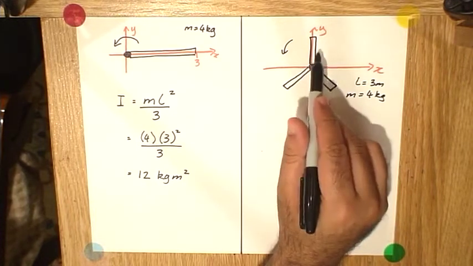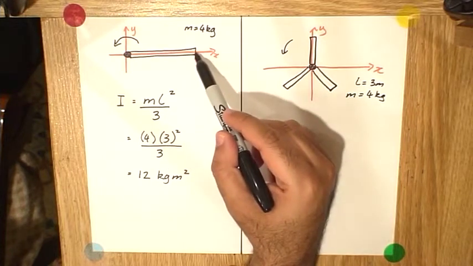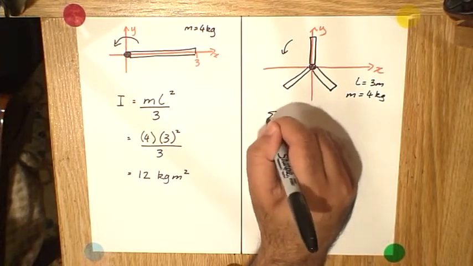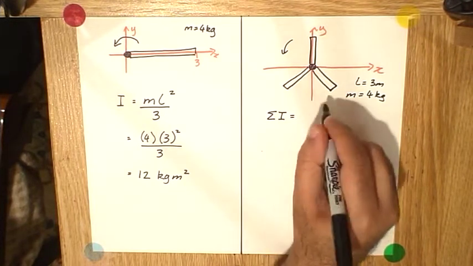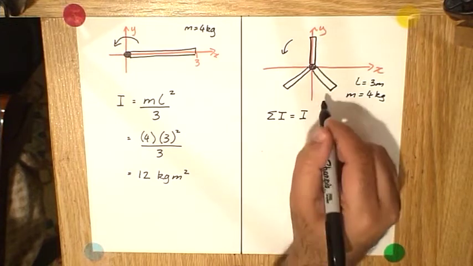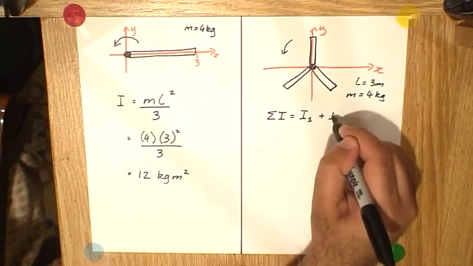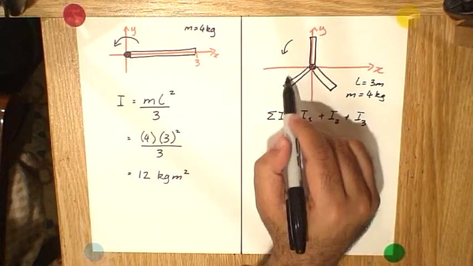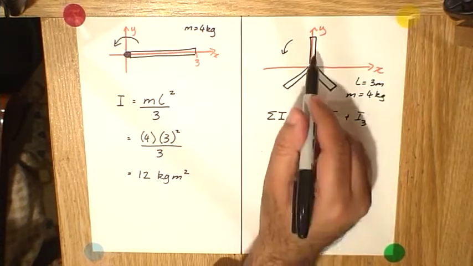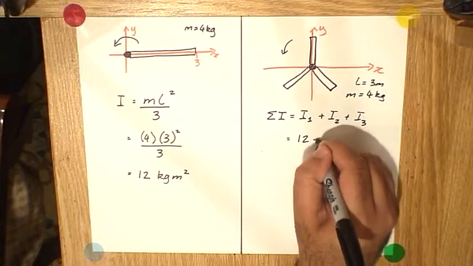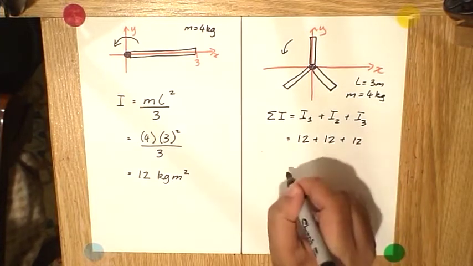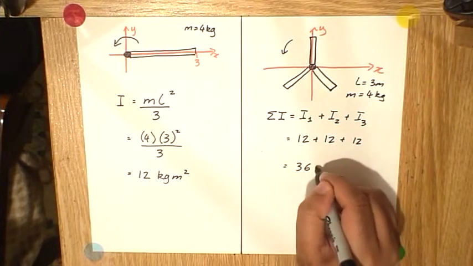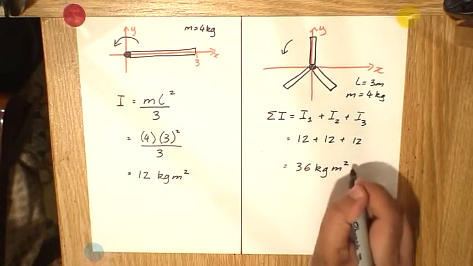Each one of these blades is identical to this rod that we just solved for a few minutes ago. So the total moment of inertia is going to be given by the moment of inertia for the first blade plus the moment of inertia for the second blade plus the moment of inertia for the third blade. Each one of these blades, like I said, is identical to this rod, so that means that its moment of inertia is going to be 12. Therefore, the total moment of inertia for this set of blades for this windmill is 36 kilogram meters squared.